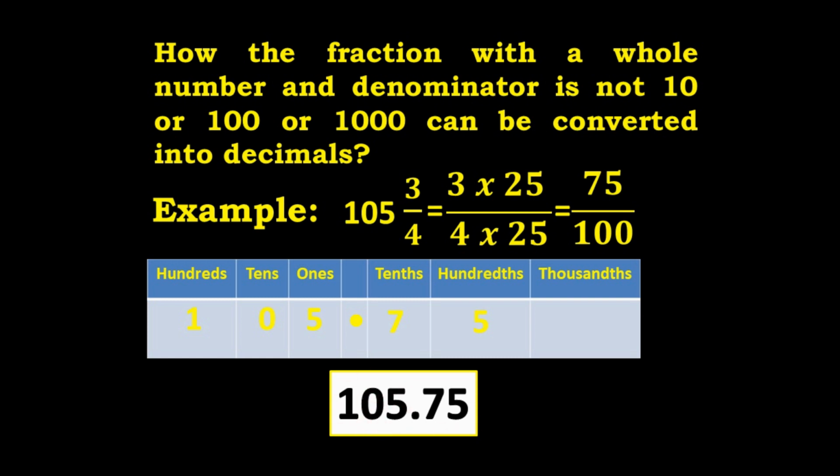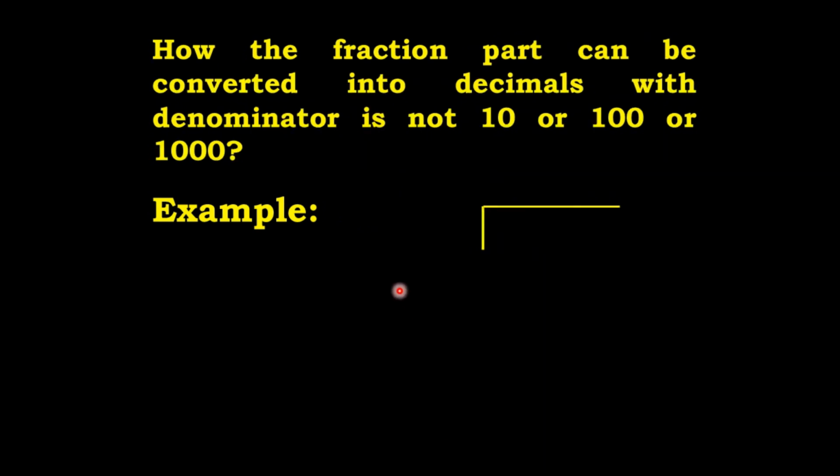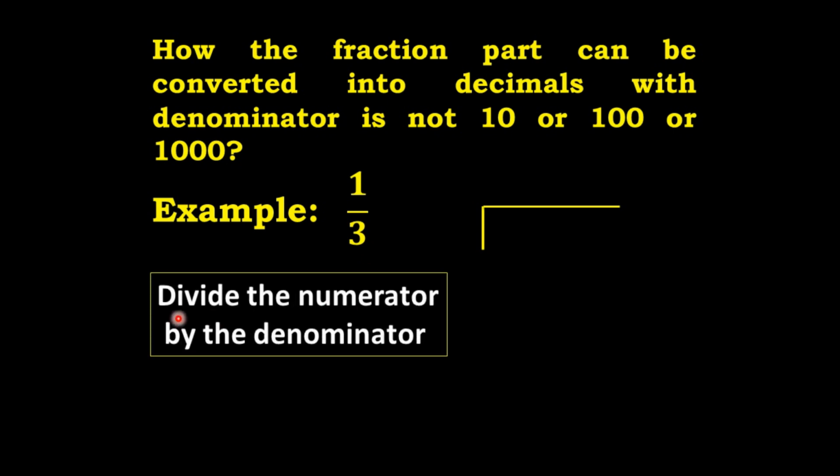Okay, now I will introduce to you another method in converting fractions into decimals by the use of the long division process. Alright, so let us try this one. 1/3. So divide the numerator by the denominator. Okay, so we are going to use this division symbol. So the numerator, that is our dividend, and then the denominator, that is our divisor.